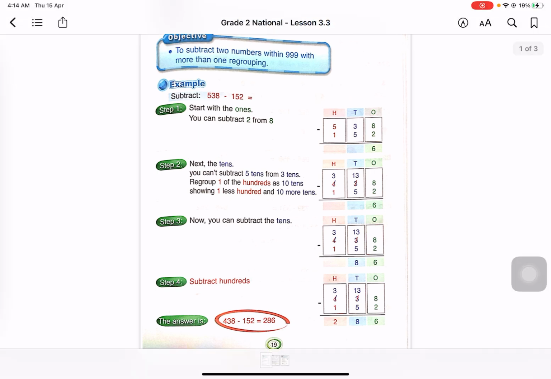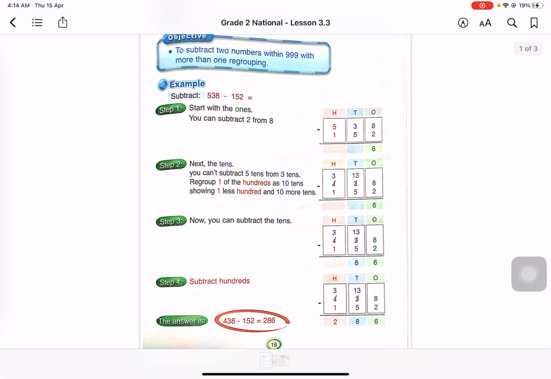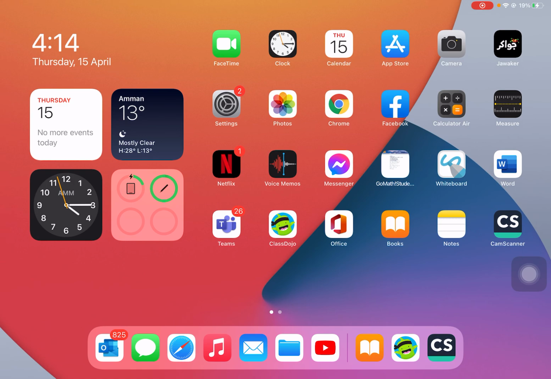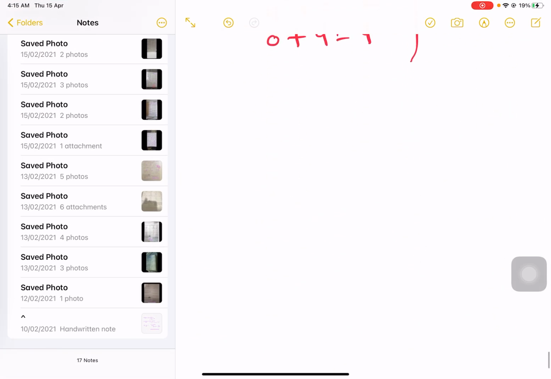So my objective today is to subtract two numbers. The numbers we are going to use only have ones, tens, and hundreds, three digits, okay? And there will be more than one regroup. Look at the question they wrote: 538. Let me go to the notes, okay? The one who has no book, you can use the notebook and write.